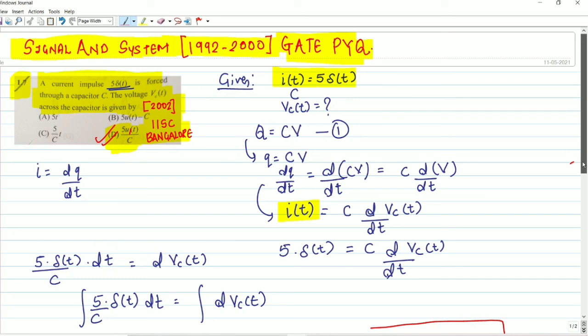This is a very basic question. You just have to recall the formula. Hope this is clear to all.